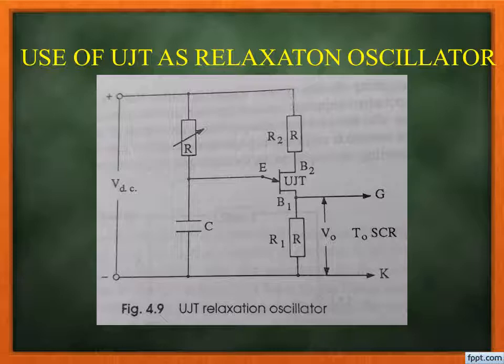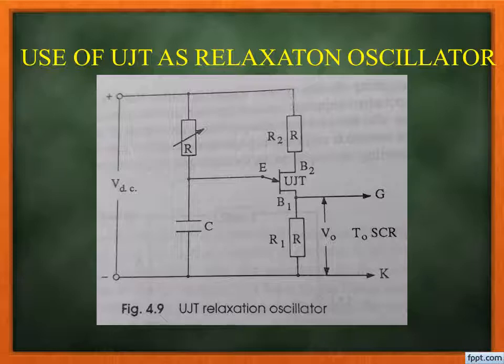In the triggering of SCR, we have seen the gate triggering, and in gate triggering we have seen the pulse gate triggering. This pulse gate triggering is the most commonly used method to trigger the SCR. So, UJT as relaxation oscillator is used to trigger the SCR. Here you can see the circuit.